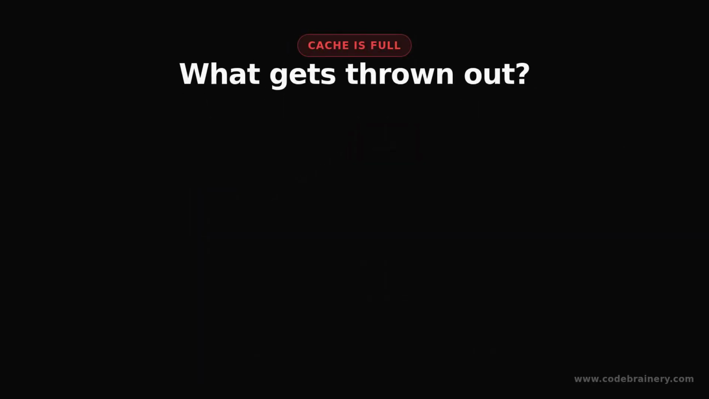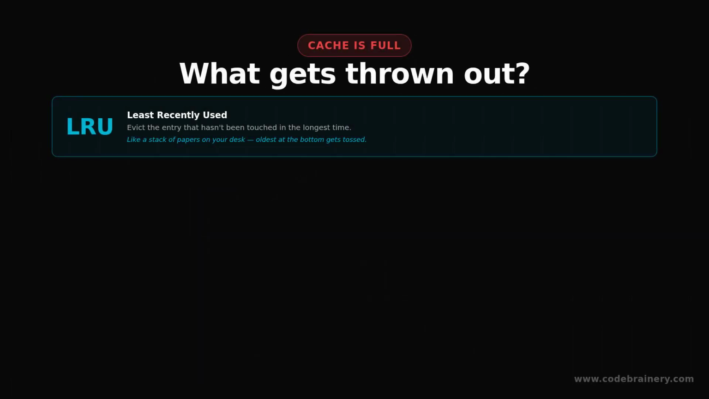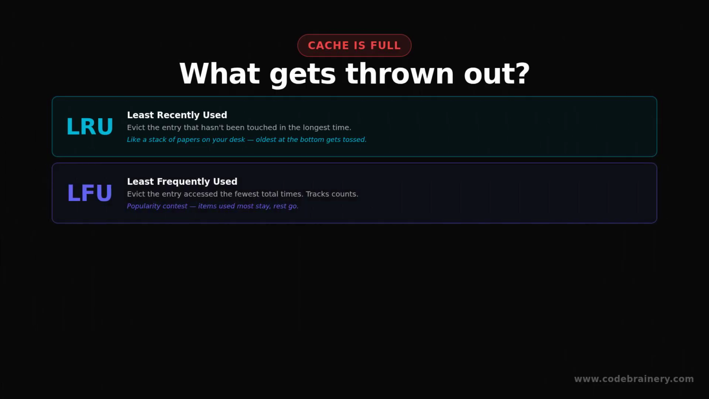Now the third question. The cache is full. What gets thrown out? Most common policy, LRU, least recently used. Think of a stack of papers on your desk. When you touch one, it goes to the top. When you need space, you throw away the one at the bottom.